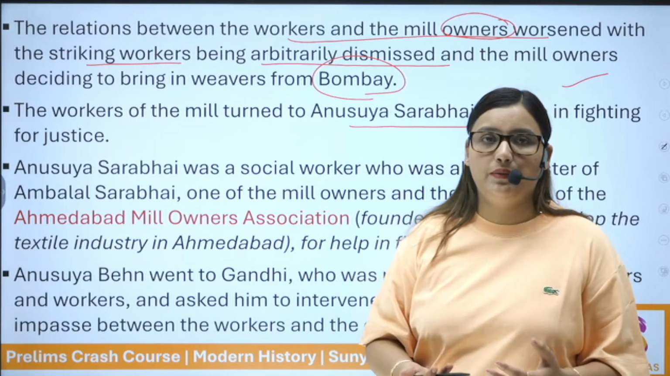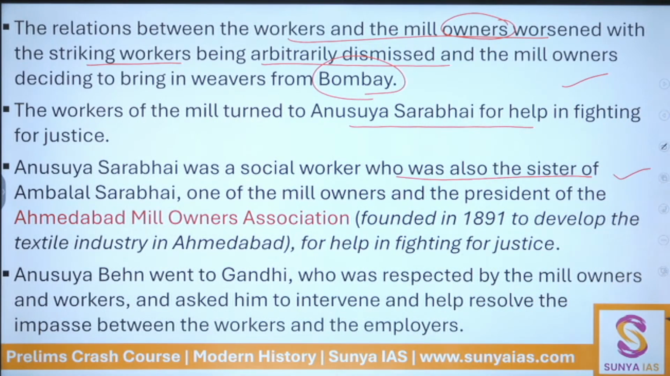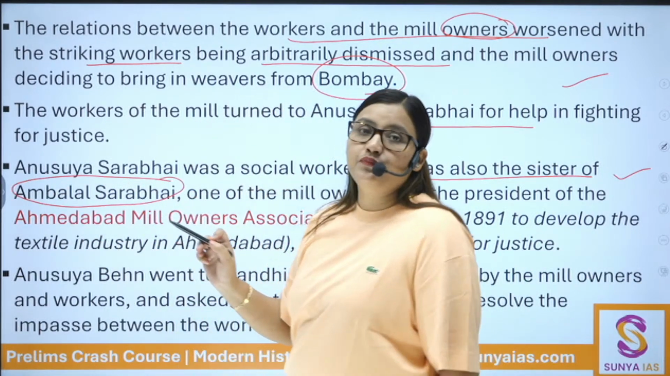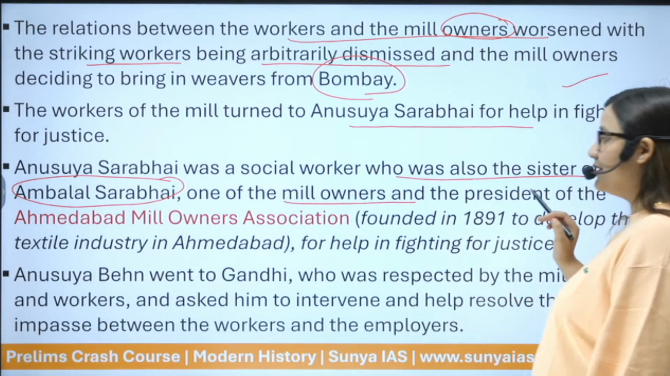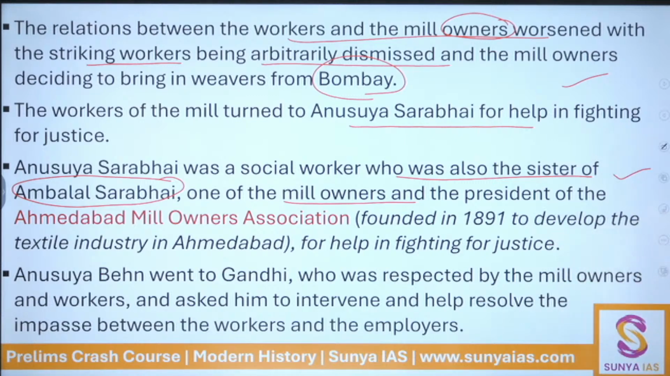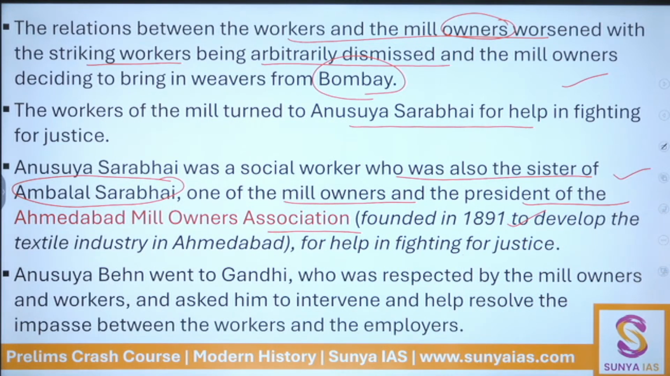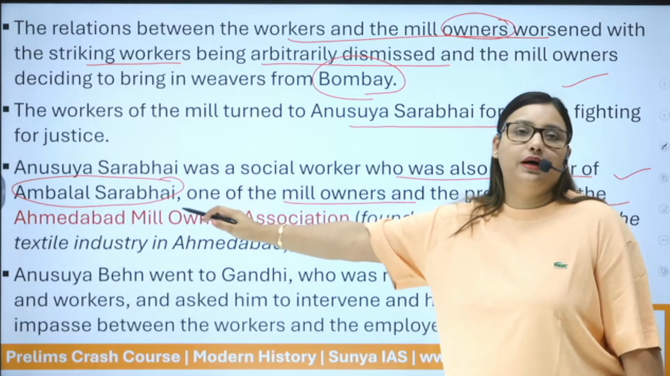Basically, Anusuya Sarabhai was a social worker, and she was also the sister of Ambalal Sarabhai. Now, the situation is that Ambalal Sarabhai at that time was the president of the Mill Owners Association. Okay, he was also one of the mill owners, and he was the president of the Ahmedabad Mill Owners Association. The Ahmedabad Mill Owners Association was founded in 1891 to develop the textile industry in Ahmedabad. So here, Anusuya Sarabhai with the workers was fighting against Ambalal Sarabhai.